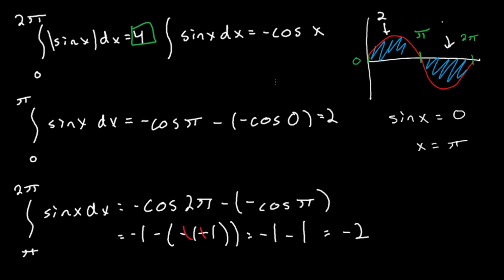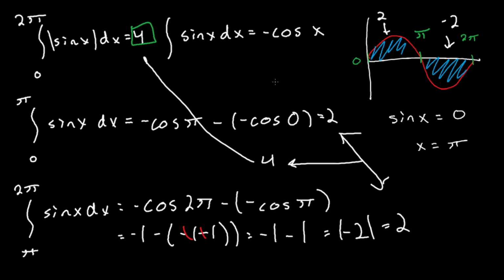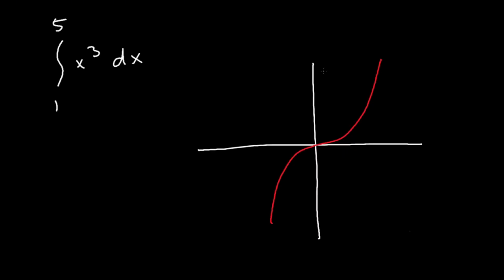And negative 2 is the net area of this region. But remember, we're trying to find total area, so we take the absolute value and we just get an area of 2. So you add these two together, and you still get 4, which was our answer initially by just multiplying this region by 2. Now, let's cover a couple other things that will make your life easier when you're calculating total area.